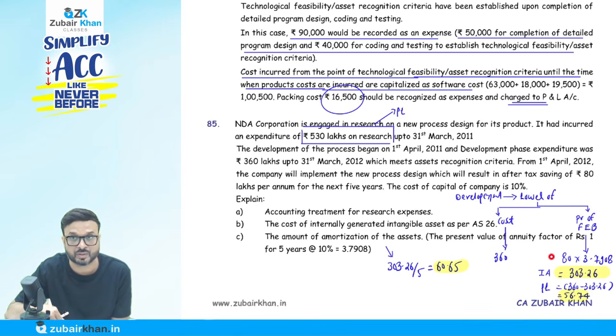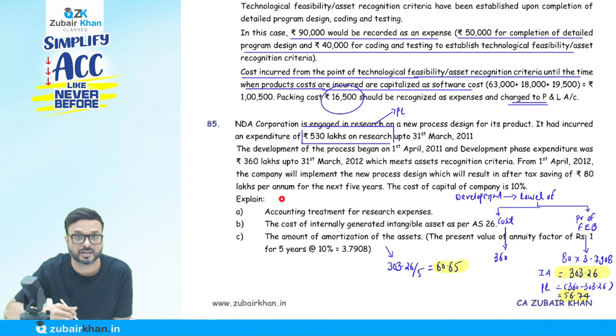So 360 or 303.26, whichever is lower. This is lower, so the intangible asset will be recognized at this price. But we incurred an expense of 360. This is the present value of the future economic benefit, which is lower than the actual cost. So we have to record this difference, which will go to the profit and loss account.